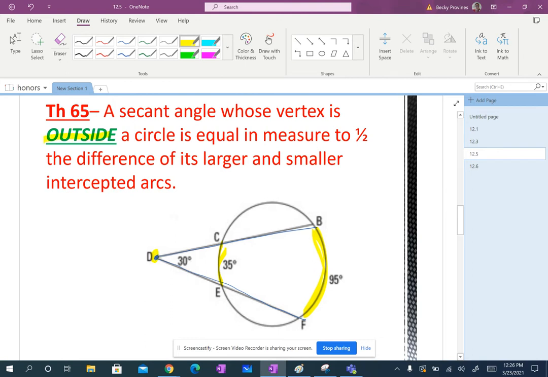When you're outside the circle, it's half the difference. Now, it has to be a positive answer, so it's the larger number minus the smaller number. Let's practice this. We know the answer is going to be 30. So take the larger arc minus the smaller arc and divide by 2. So 60 over 2 is 30.